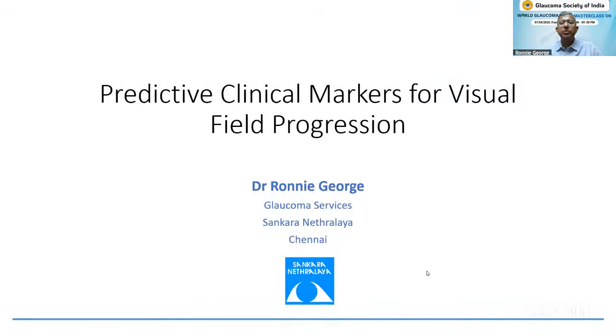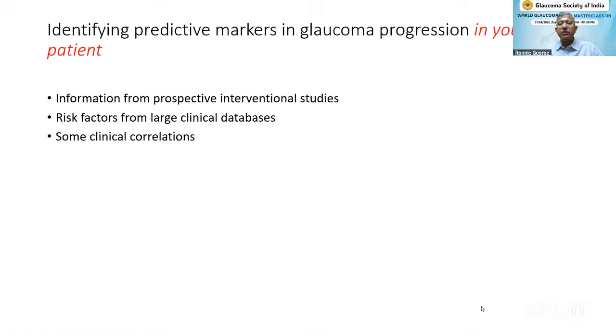I'm going to speak to you about predictive clinical markers for visual field progression. Glaucoma is by definition a progressive disease, and what's very important for us in our practice when we are treating glaucoma patients is to assess which patients are at greatest risk of progression. The information for this comes from prospective interventional studies where something has been done to see what happens to a patient, risk factors from large clinical databases, and I'll also talk about a few clinical correlations as we go forward.